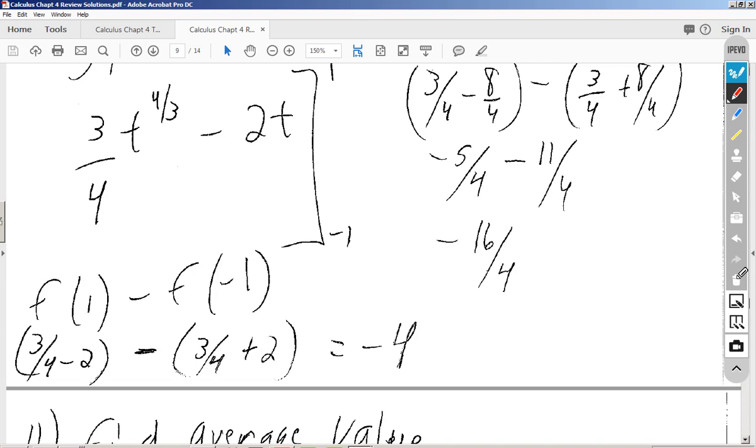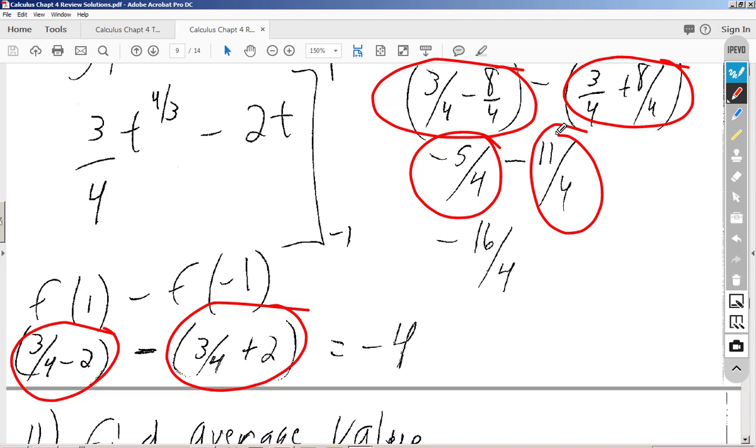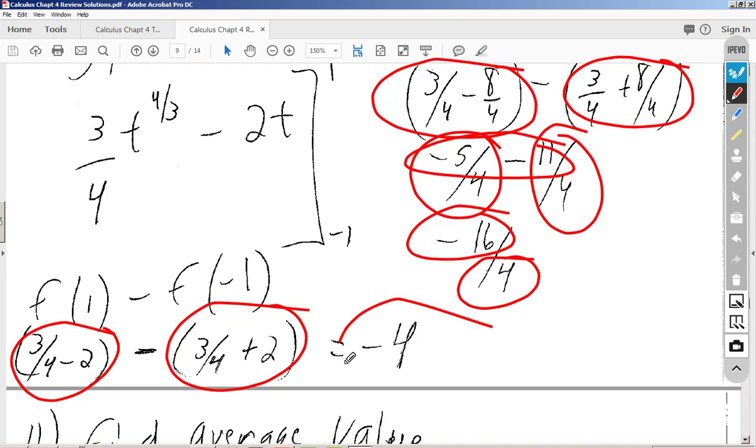So I'm going to find my common denominator. We know that 2 changes to 8/4. So 3/4 minus 8/4, I subtract my numerator: -5, keep the same denominator, which is 4. So I got -5/4. Now I'm going to rewrite this 3/4 plus 2 right here. That's 3/4 plus 8/4, which gives me 11/4. So I got -5/4 minus 11/4 all over 4. Combine my numerator, that's going to give me -16. Keep the same denominator, simplify it down. My answer is -4.